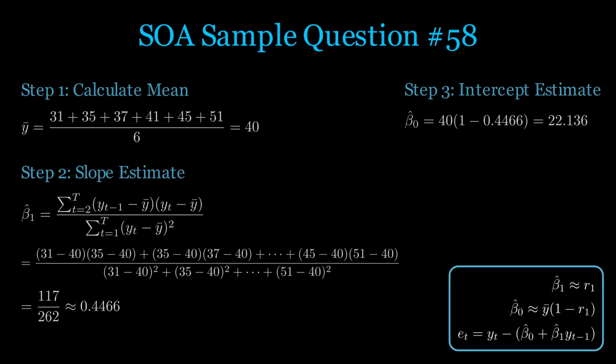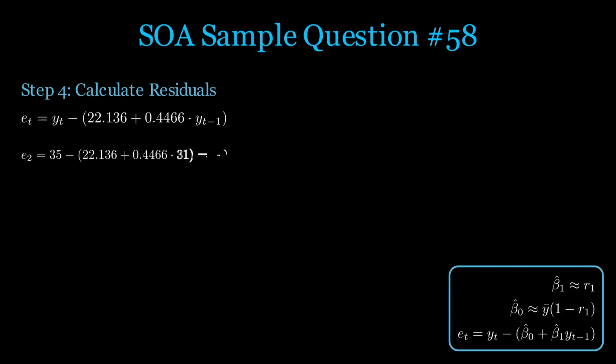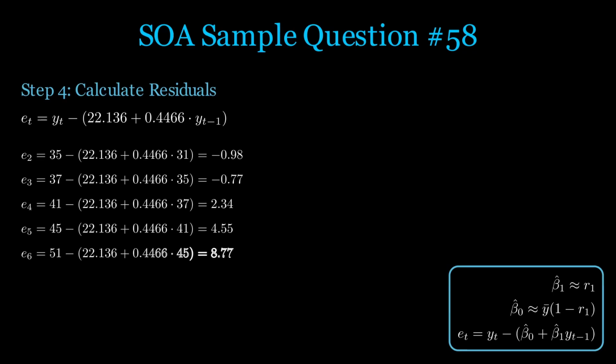22.136. Now for the residuals. We plug in the intercept and slope estimates to the residual formula, resulting in the following equation. We then need to calculate the residuals from time 2 to 6. For t equals 2, we take 35 minus our prediction based on 31. That gives us negative 0.98. For t equals 3, we use 37 and the previous value of 35. That's negative 0.77. We continue this process for all data points to get the rest of the residuals.